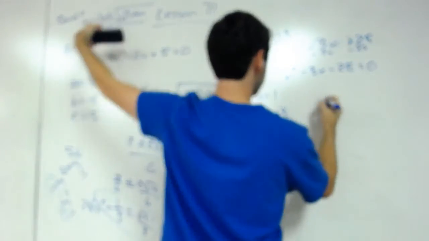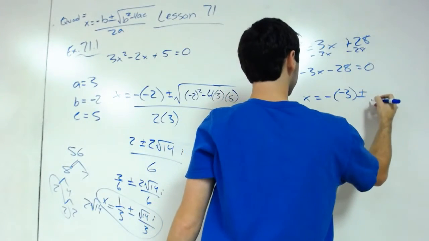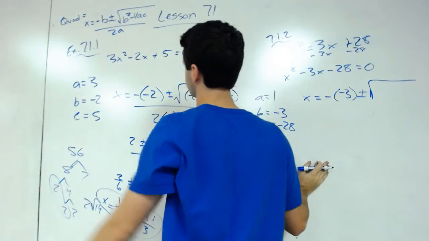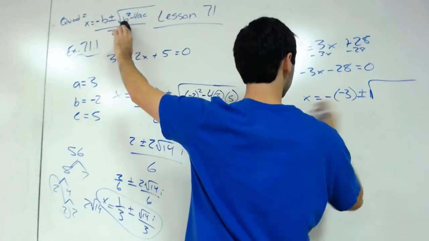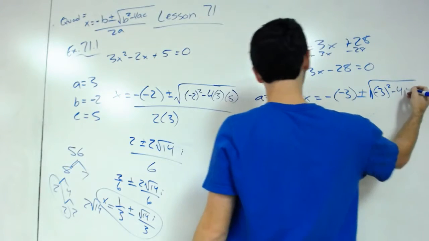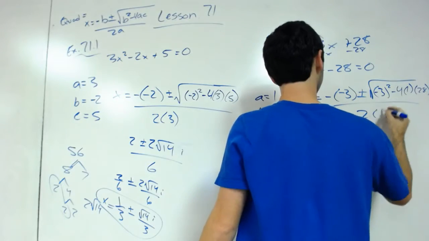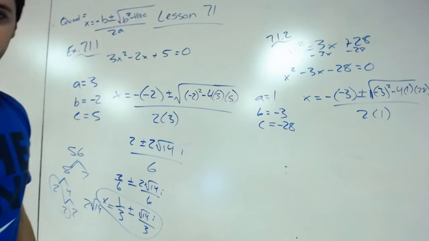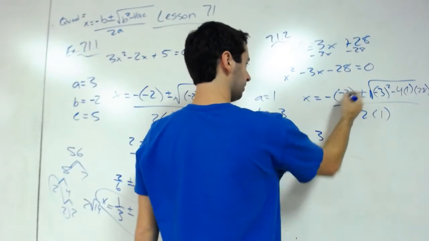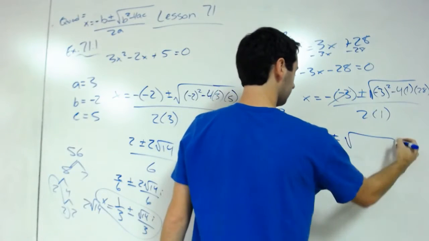X equals -b, so that's 3, plus or minus the square root. If you know the formula, it's really easy. You just plug in a, b, and c. b is -3 squared, minus 4 times a, which is 1, times c, which is 28, all over 2 times 1. Let me try to mental math this. 3 plus or minus -3 squared is 9.